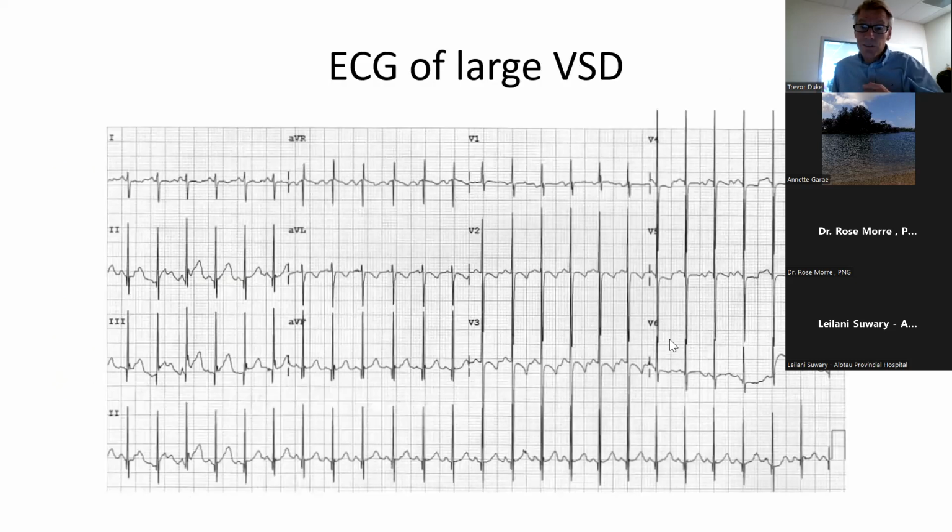And the reason for that is V5 looks predominantly at the left ventricle and V1 looks predominantly at the right ventricle. So if you've got a large R wave in V1, you've probably got right ventricular hypertrophy. If you've got a very large R wave in V5, you've probably got left ventricular hypertrophy.